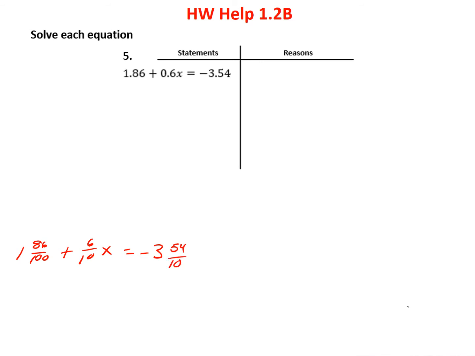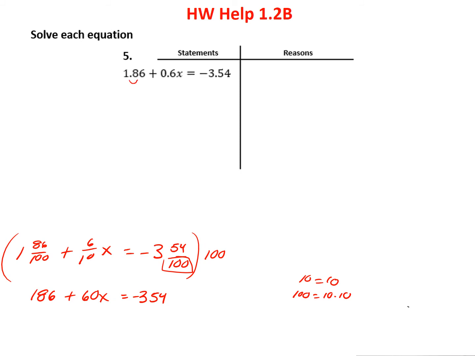So if I read it correctly, I notice that I have a 10 and I have 100. So my greatest common denominator is 100. And if I multiplied everything by 100, you see the 100 would go away there, and I would end up here with 186 plus 60x equals -354. However, you don't always have to look at the fraction part. You can look up here and just simply count the decimal places. This is 1 and 86 hundredths.